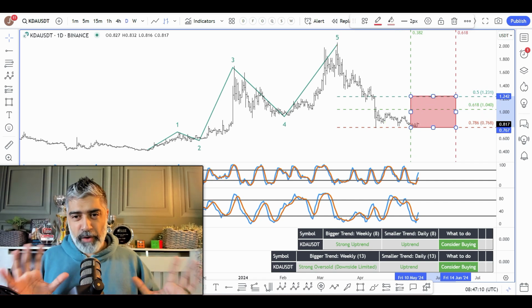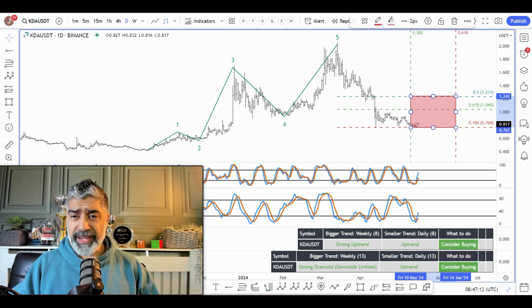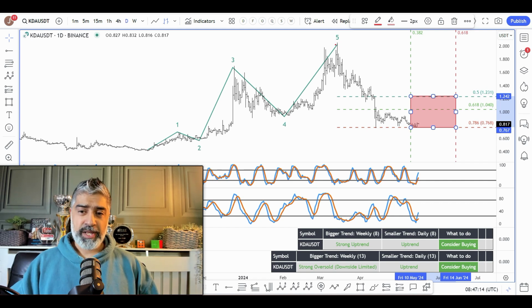So more of a question mark over here. Again, more because of the pattern structure. I would consider taking a long trade setup on this if it unfolded, but what I'll do to be on the safer side is wait for an initial impulsive move.